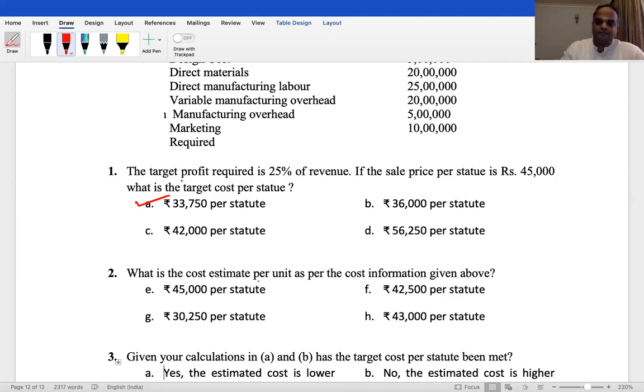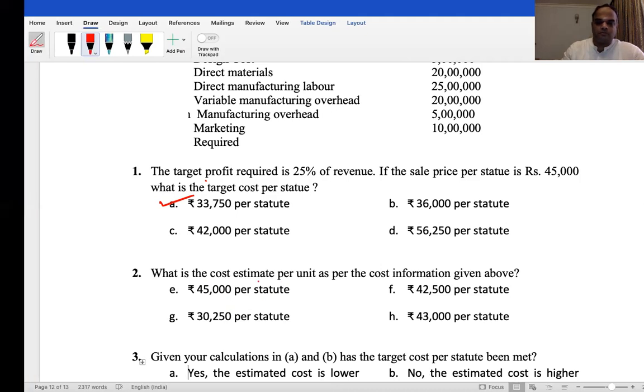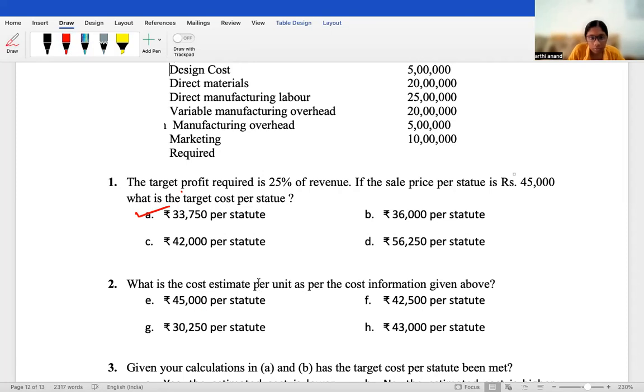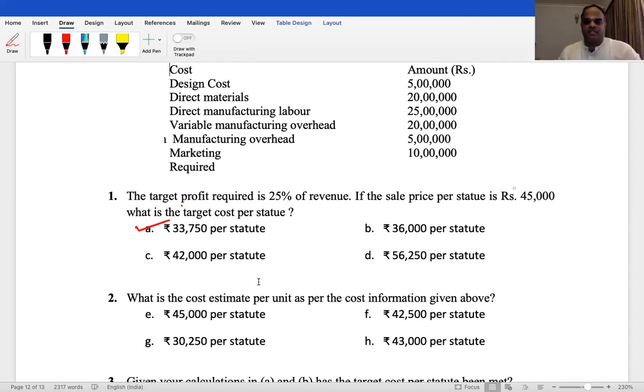How much, Karna? How much is the designing cost? What is the total estimated cost, Karna? Scroll up. Designing cost 5 lakhs, material cost 20 lakhs, labor cost 25 lakhs, overhead 20 lakhs, fixed overhead 5 lakhs, marketing 10 lakhs. Total cost comes to so much?